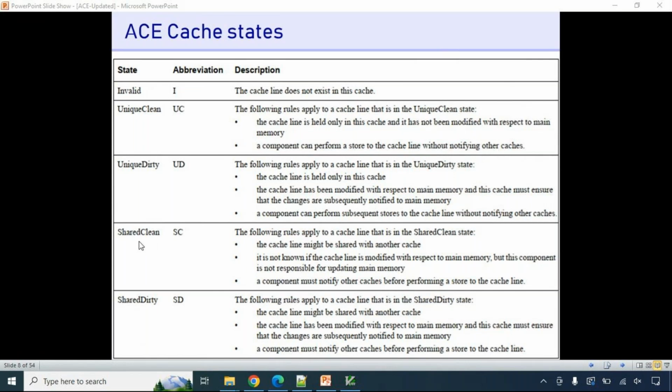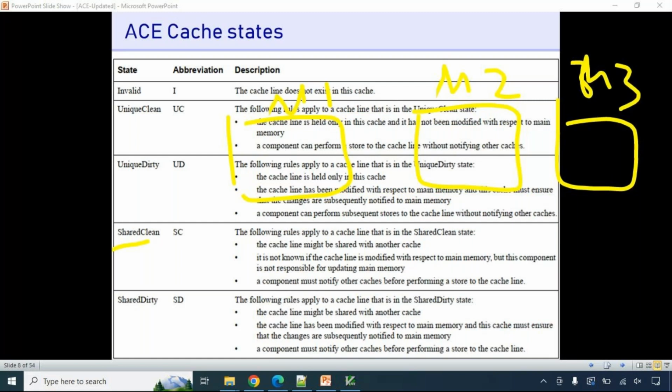Now let us talk about shared clean. As the name suggests, shared means what? Whatever cache line we talked about can be present in, let's say this is master one, this is master two and master three. Each of them has its own local cache. So shared means that location is present here also, here also, and it need not be present here. If it is present in at least more than one cache, then it is in a shared state.